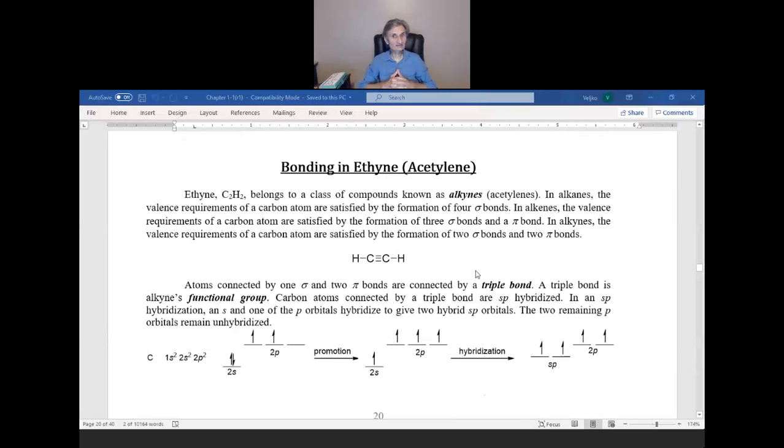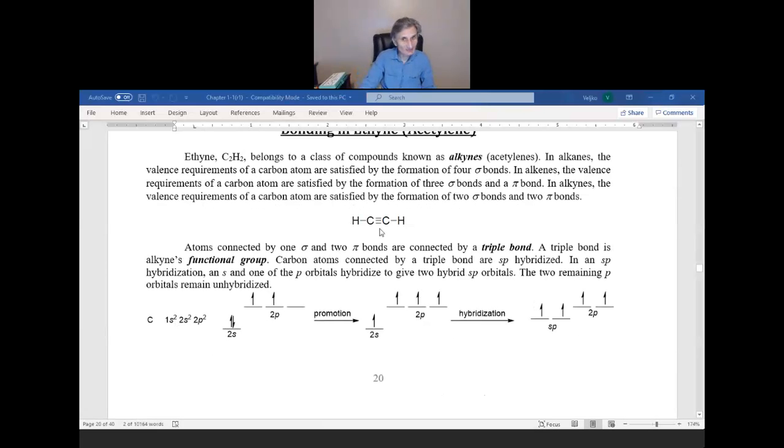And then next we have ethyne or acetylene. That's an alkyne. Alkynes are characterized by a carbon-carbon triple bond. And so those are linear molecules with a carbon-carbon triple bond. So valence requirements of carbon are satisfied by formation of 2 sigma and 2 pi bonds. In a multiple bond, only one can be sigma, the rest are pi.